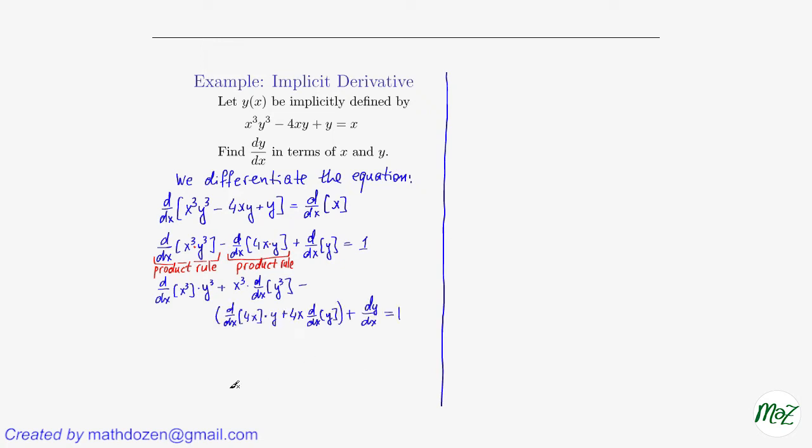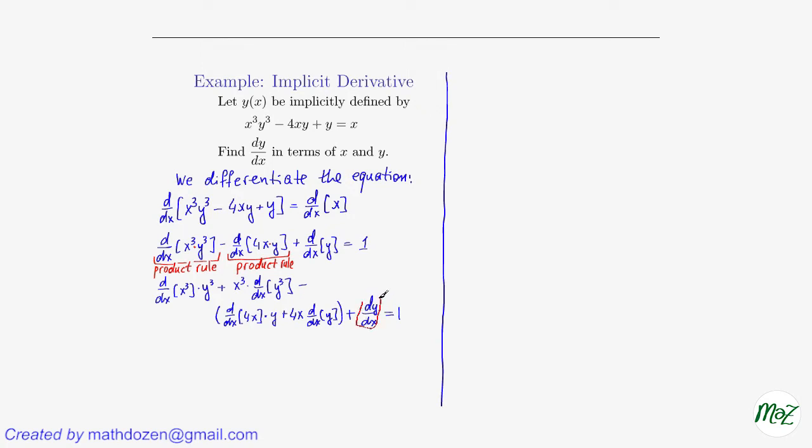And for the other terms, we're going to have product rule for the middle term. Since there is minus in front of that middle term, we have to put parentheses, since this minus is going to apply to both of the terms in the product rule. And the product rule for the second term gives us derivative of 4x times y plus 4x times derivative with respect to x of y. The third term is derivative with respect to x of y, and we have still that it is equal to 1.